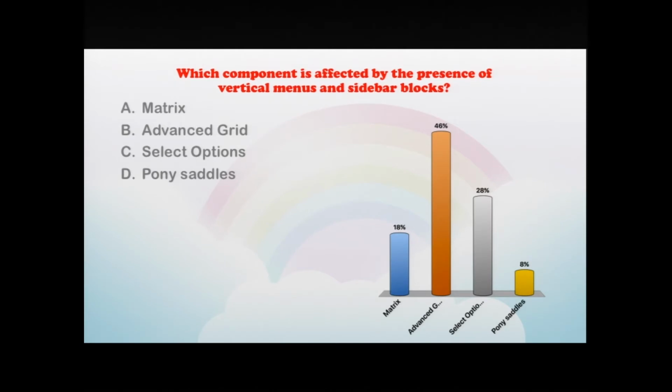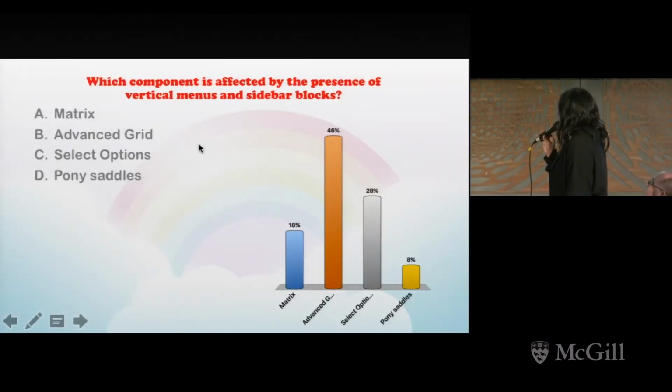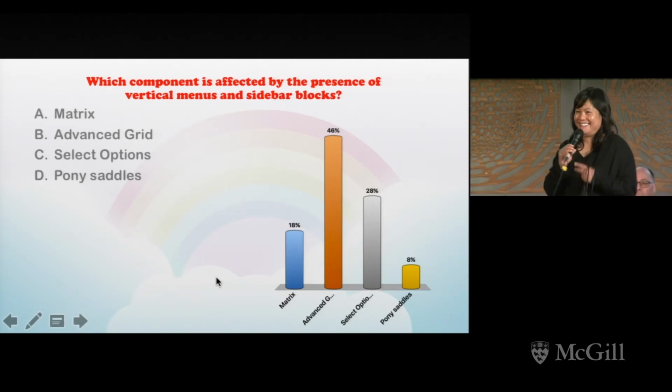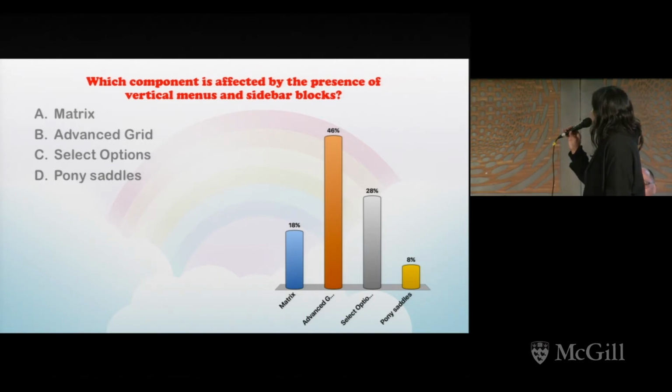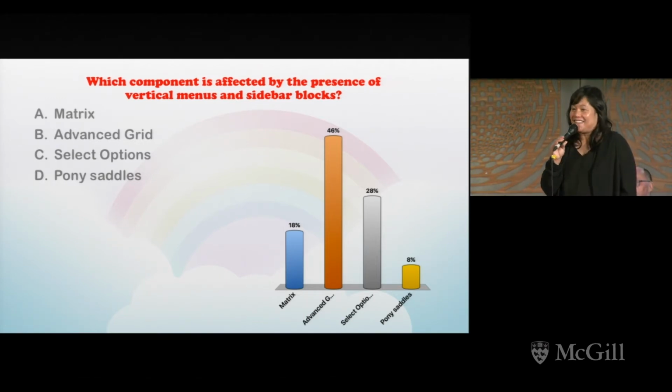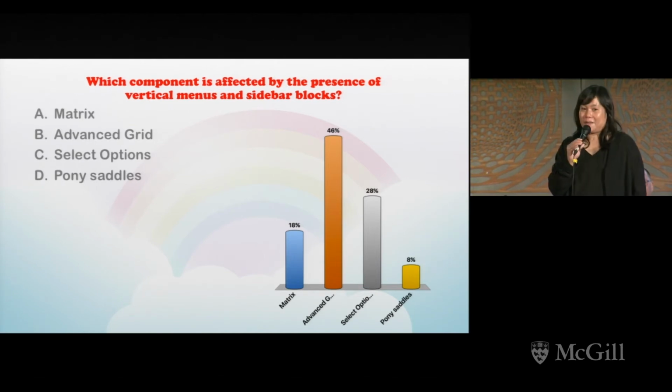All right. So 18% said the matrix, 46% said the advanced grid, 28% said the select options, and 8% said pony saddles. There's some jokers in the audience. So the answer is actually advanced grid. So good work to those people that answered correctly. I'm going to turn it back over to Leanne right now to continue on. We're about a third of the way through the presentation.